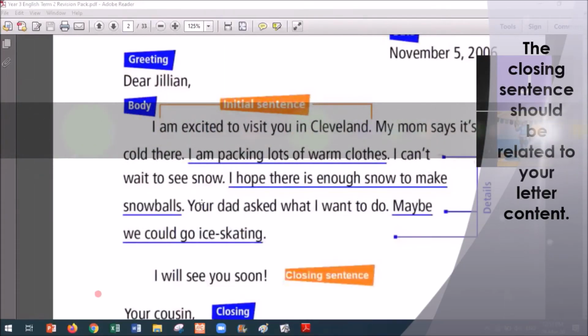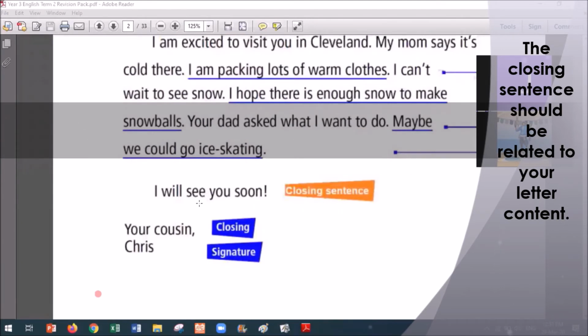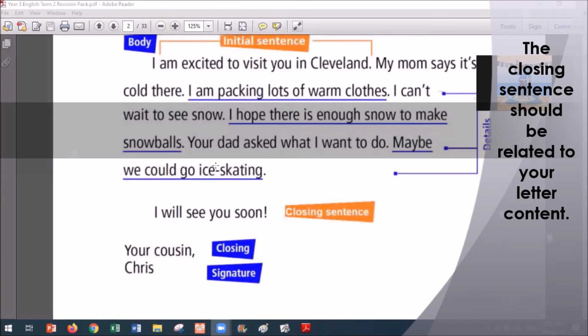Now, the next section we're going to move into is the section about the closing sentence, the last sentence. I will see you soon. So this last sentence should always match what you are going to be writing about in the main body. The closing sentence is, I will see you soon, because the letter is about going to see her. If we're not going to see somebody and we're just writing to find out how they are, here's your question. What should we use as the closing sentence? Can anybody raise their hands if they know the answer to that question?